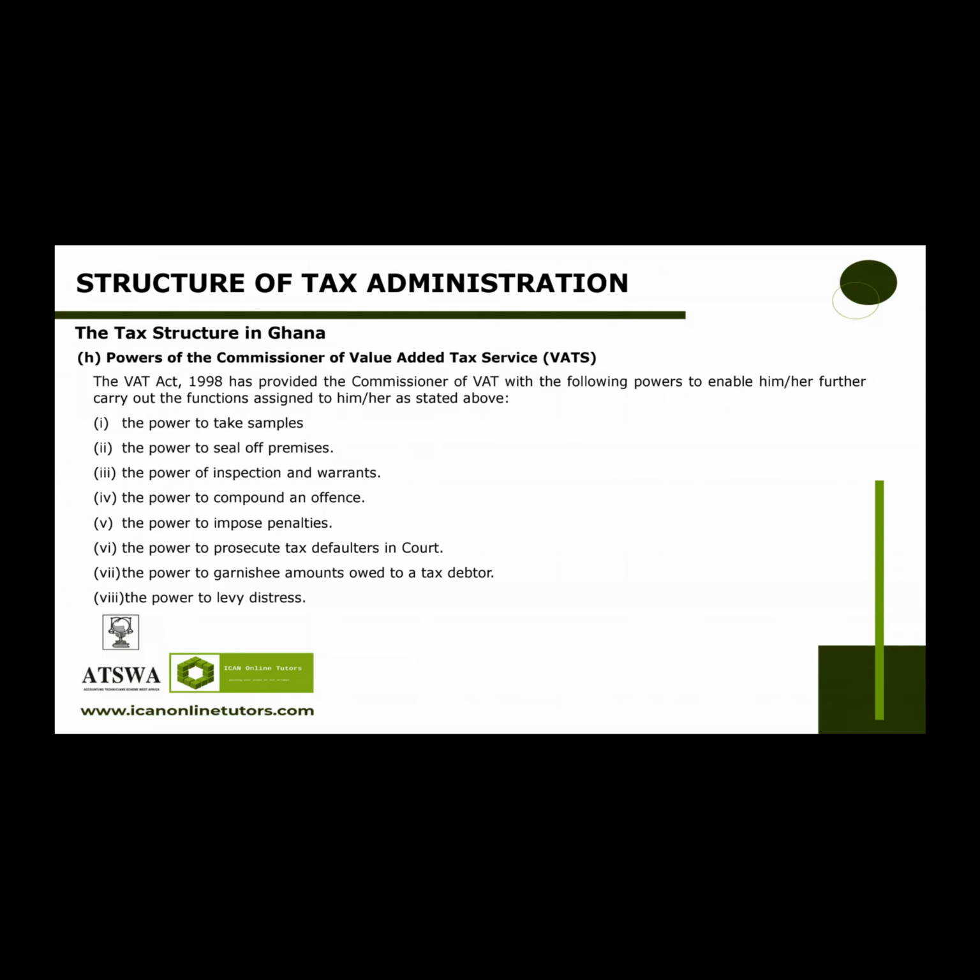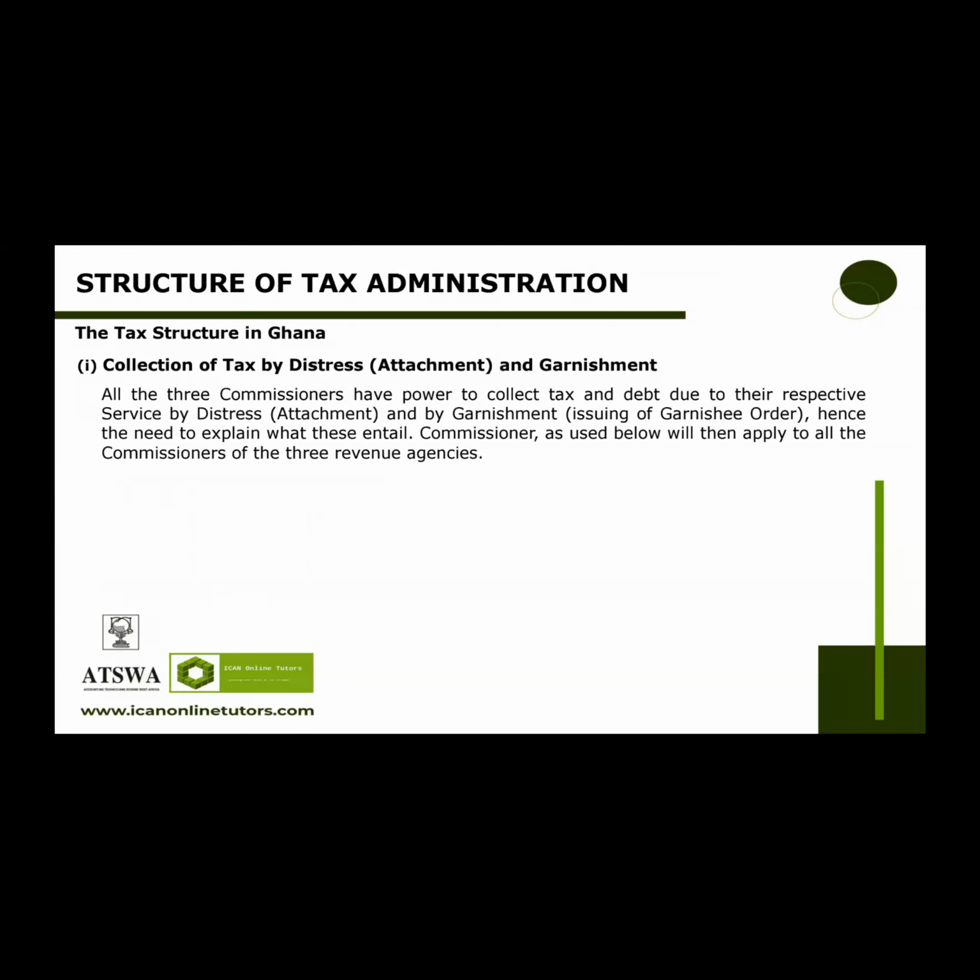And among other powers, the power to impose penalties, the power to prosecute tax defaulters in court, the power to garnish amounts owed to a tax debtor, and the power to levy distress. Are we together? Now, let's look at the collection of tax by distress, that is attachment and garnishment.